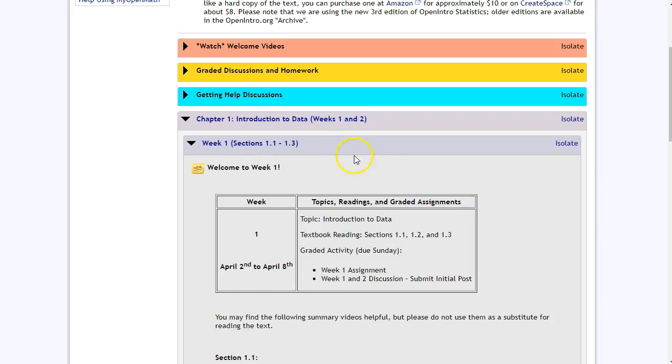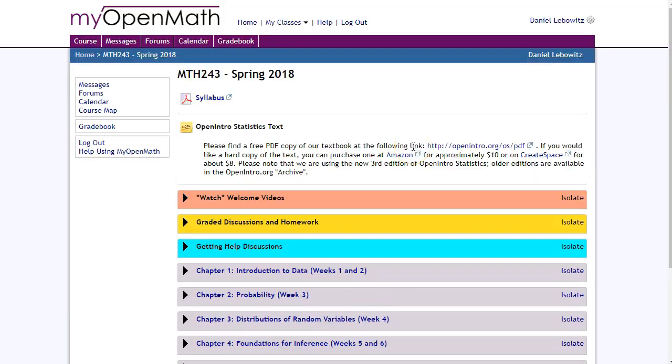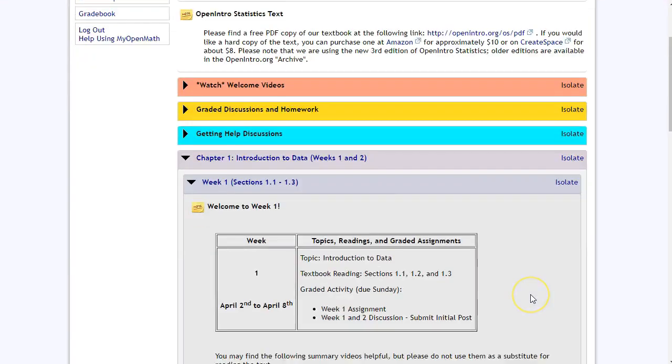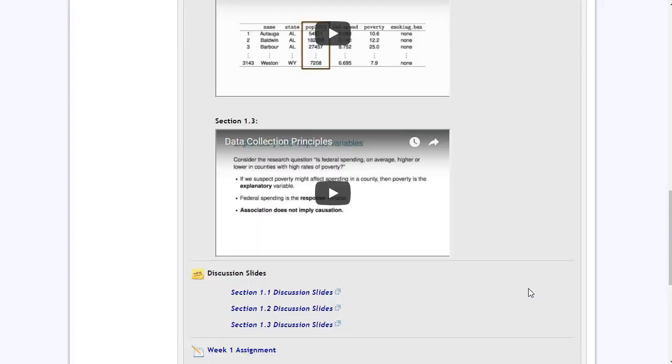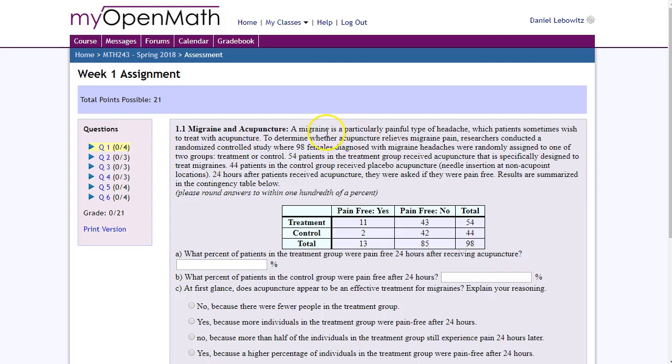Okay, so it'll look something like this once you access the website for the course. If you click on chapter 1, you see that week 1 and 2 is under chapter 1. We'll go to week 1. We'll just go to the week 1 assignment, right here, towards the bottom of week 1.